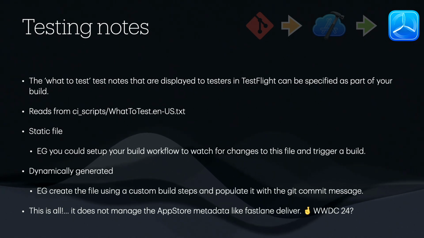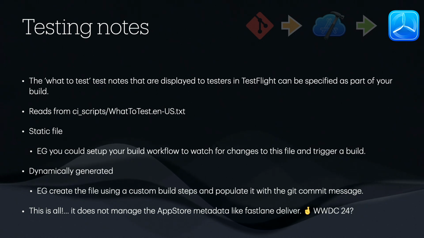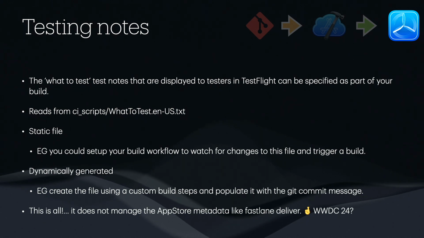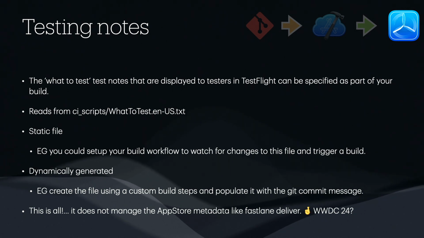Cool. So one of the nice things which it does, but it kind of falls short compared to something like Fastlane, is you can actually add some testing notes which are automatically set within TestFlight. For example, Apple provides an example where it gets the latest commit message, writes it to this particular file here, what to test. And then your commit message becomes what to test as part of the build.